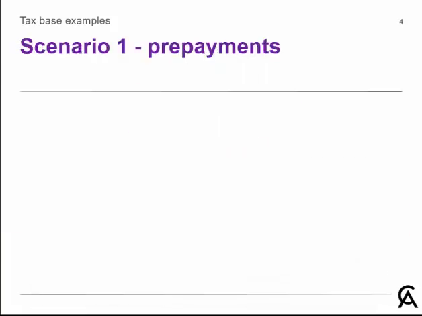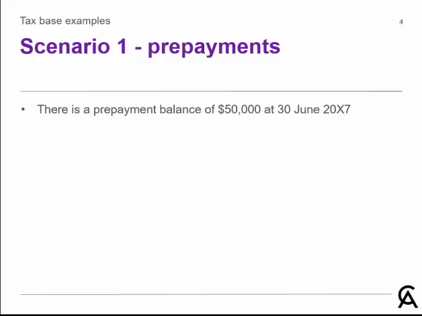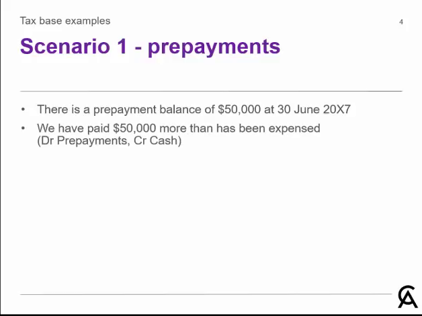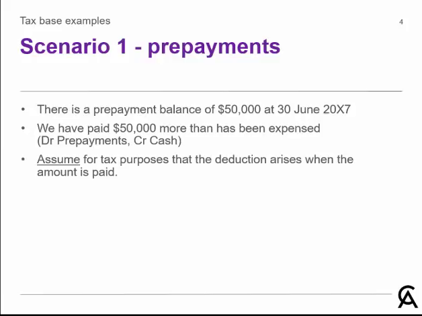So let's start looking at some examples. Firstly, I'm going to take you through some prepayments. And this may give rise to a temporary difference when the tax treatment differs to the timing of the accounting treatment. So we're looking at a prepayment asset. We've got a balance at 30 June X7 of $50,000. We've paid $50,000 more than what we've expensed for accounting purposes. So there's the journal entry we'd record.